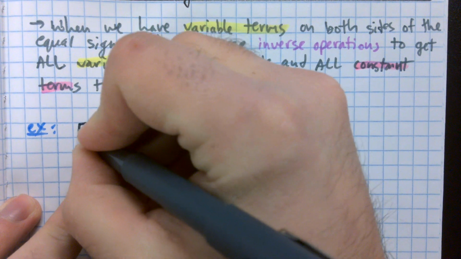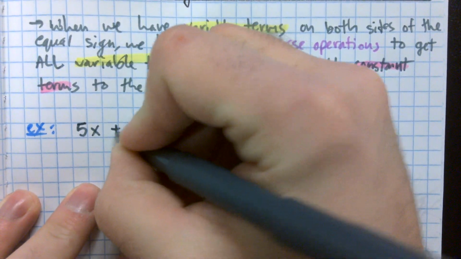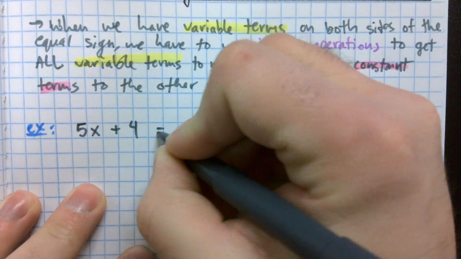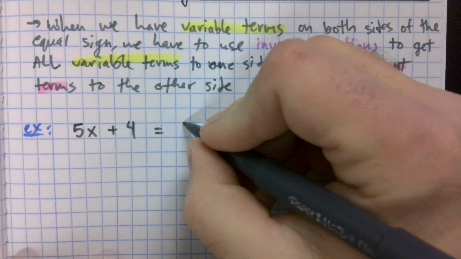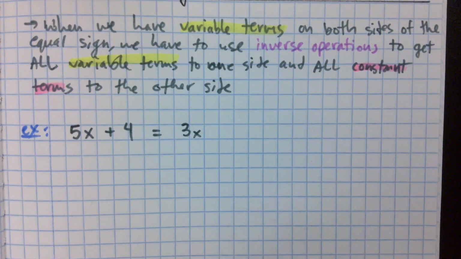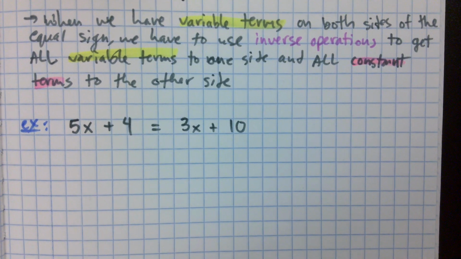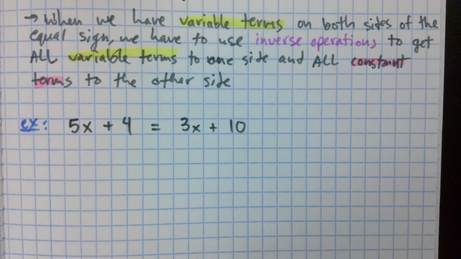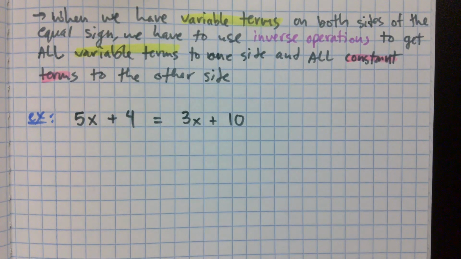Let's say we've got 5x plus 4 equals 3x plus 10. 5x plus 4 equals 3x plus 10.